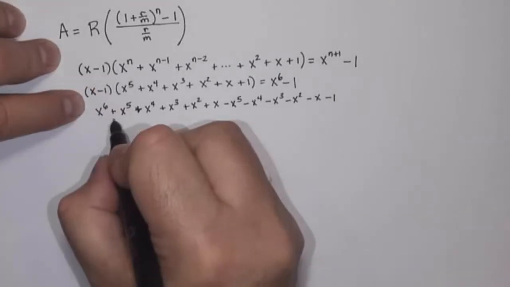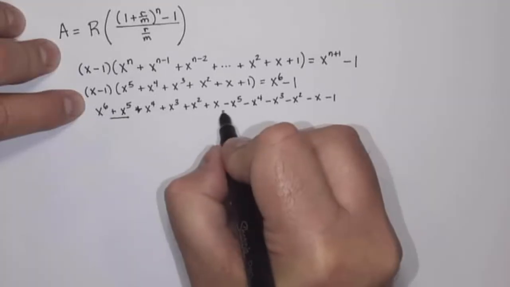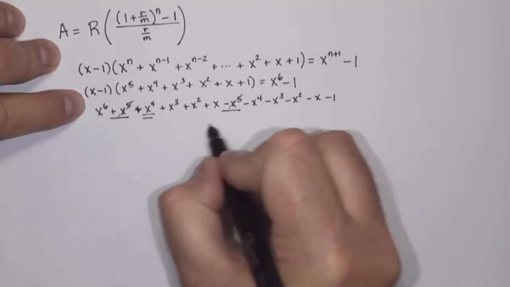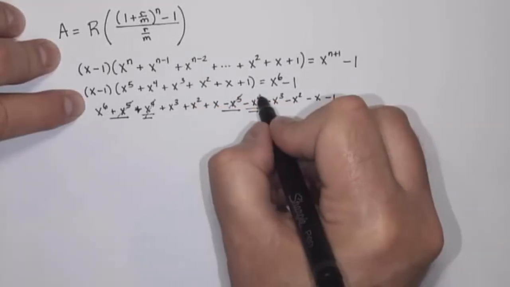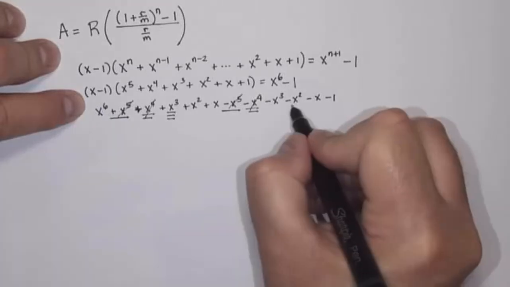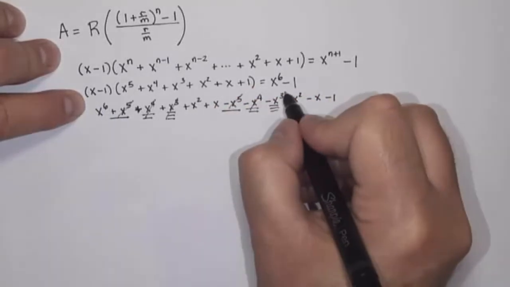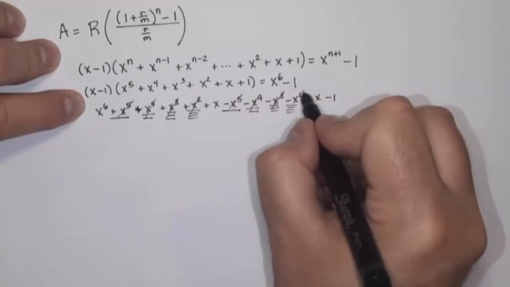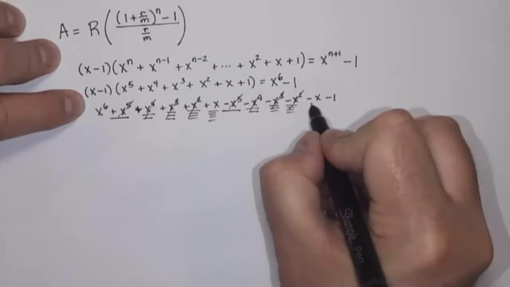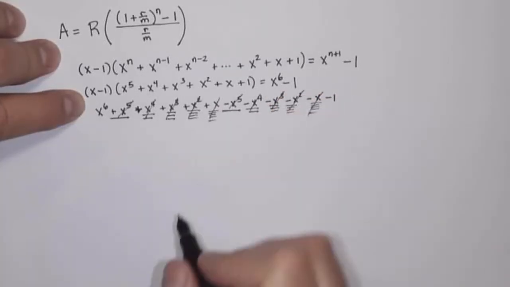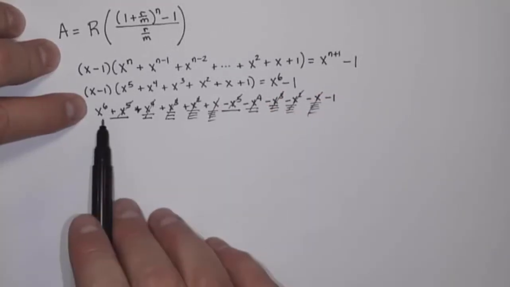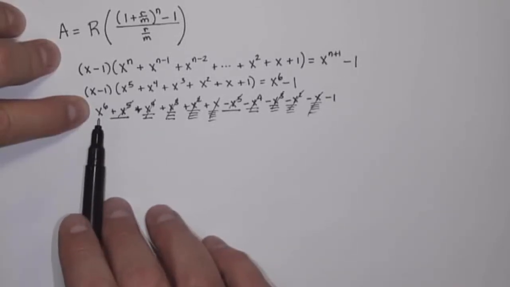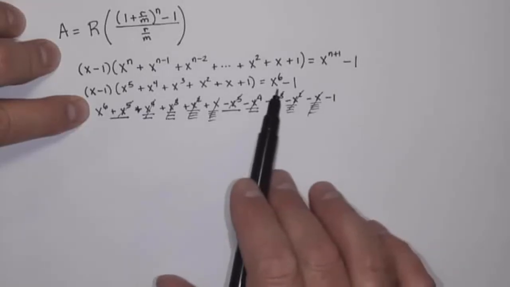So look what happens here. Here I have plus x to the 5th. Here I have minus x to the 5th. So those cancel out. Here I have plus x to the 4th. Here I have minus x to the 4th. So those cancel out. Here I have plus x cubed. Here I have minus x cubed. So those cancel out. Plus x squared minus x squared. So those cancel out. Plus x minus x. So those cancel out. The only thing that doesn't cancel out is the x to the 6th and the minus 1. So I end up with x to the 6th minus 1, which is what we said.